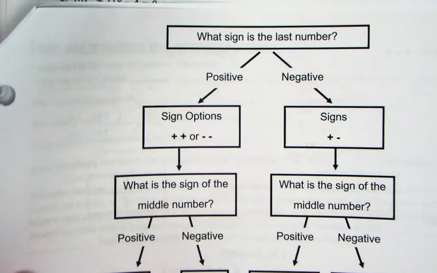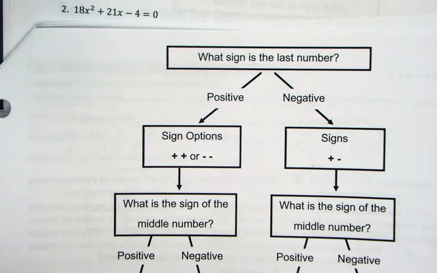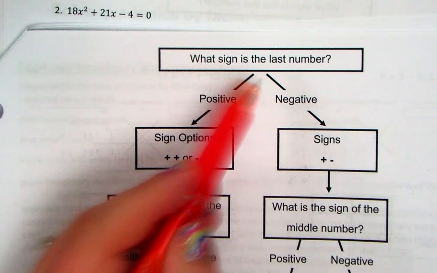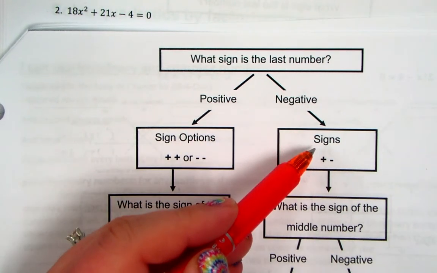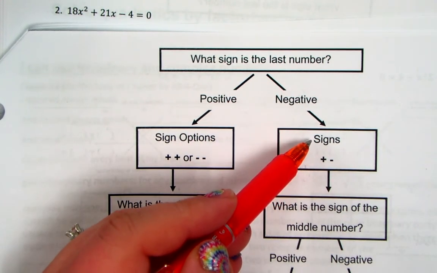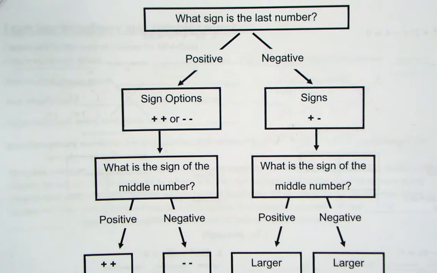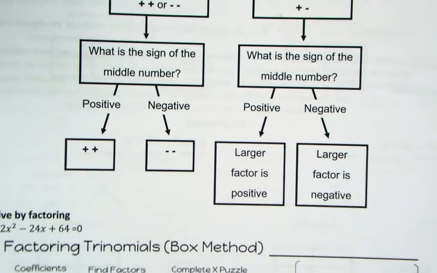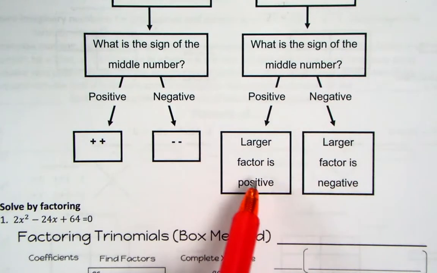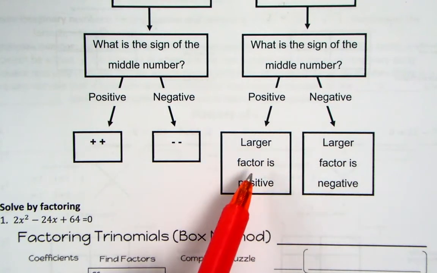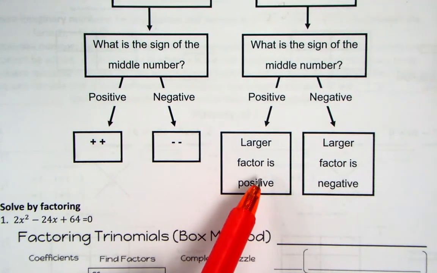So what was the sign of our last number? It was negative. So we'll follow it down. That means we have to have one positive, one negative. The sign of the middle number was positive. So what does that tell me? It tells me that the larger of the two factors is going to be positive.